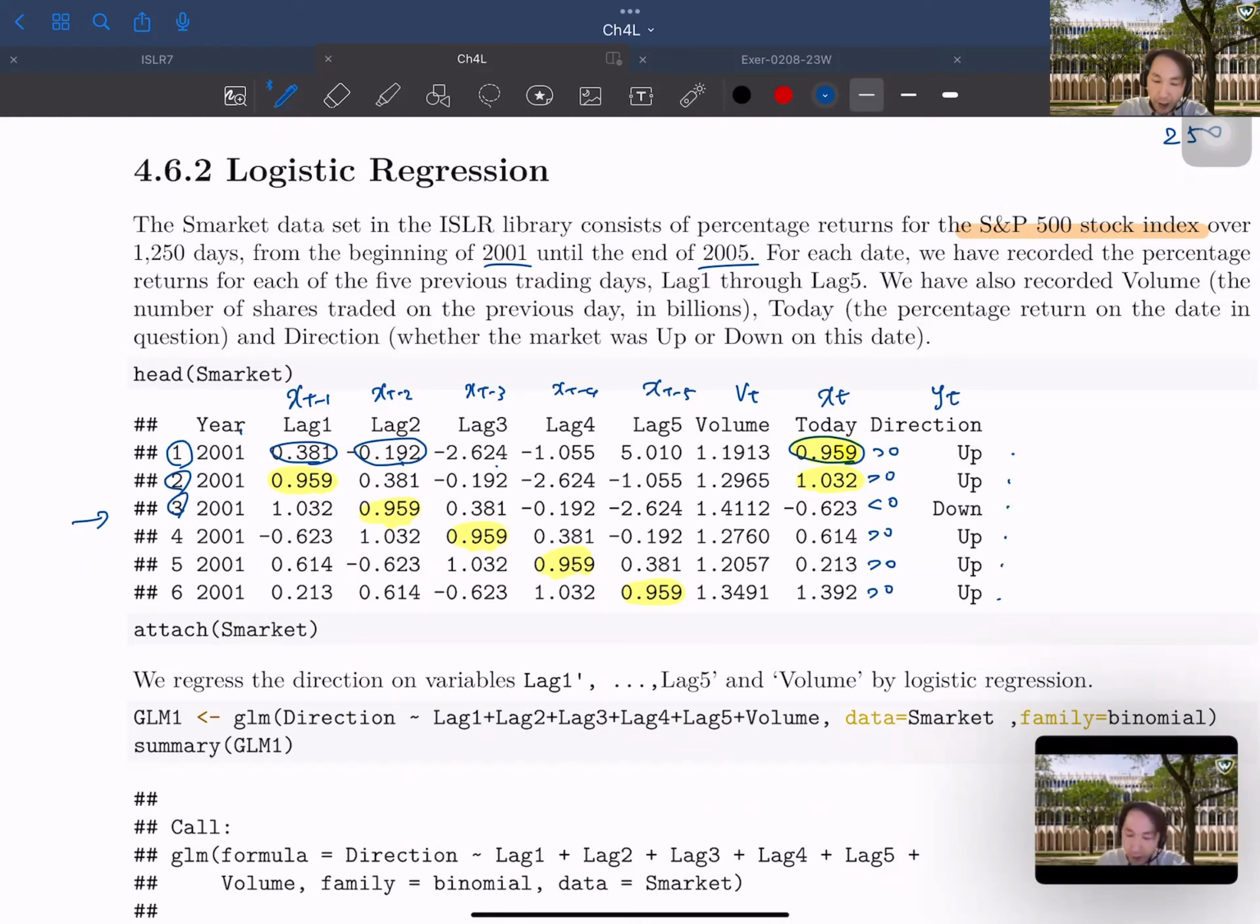And we want to predict this y by these ones. If we use x_t, of course, we can totally identify the y_t, but we want to use x_{t-1} to x_{t-5} and the v_t to predict y_t.